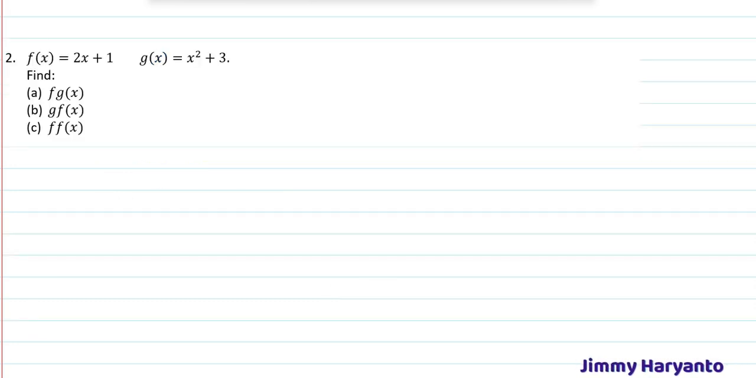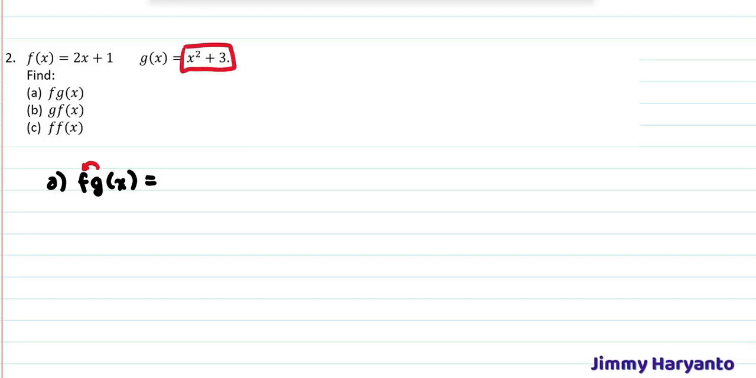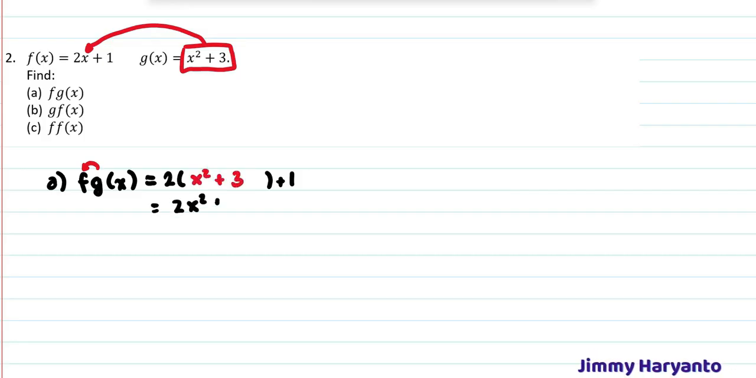How about this one? For A, we have to determine the rule for fgx. fgx means you have to substitute the g into the f. So substitute this into the 2x plus 1. So you'll have 2 times x plus 1, where the x will be replaced by x squared plus 3. That means we will have 2 times x squared plus 3. Multiply it like this, and then plus 1. So altogether it will become 2x squared plus 7. So this is the rule for fg.